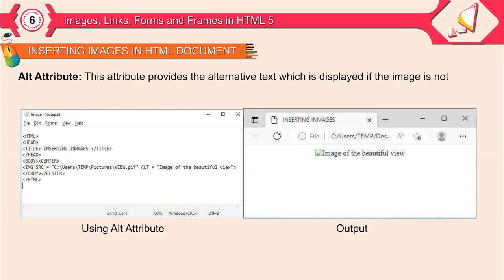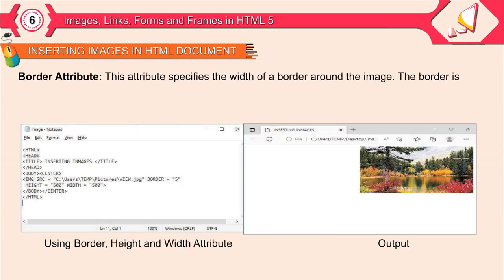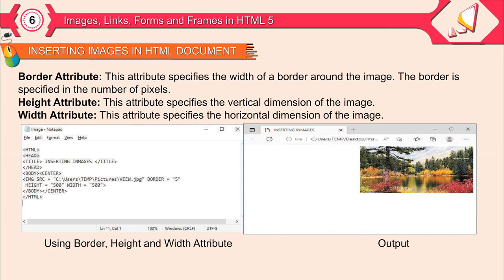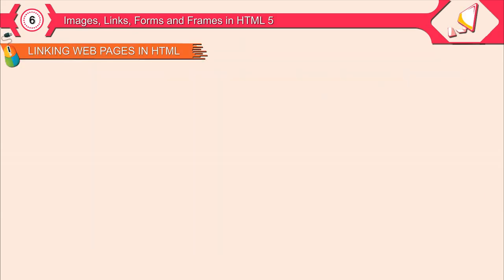ALT attribute. This attribute provides the alternative text which is displayed if the image is not displayed in the web page. Border attribute. This attribute specifies the width of a border around the image. The border is specified in the number of pixels. Height attribute. This attribute specifies the vertical dimension of the image. Width attribute. This attribute specifies the horizontal dimension of the image.